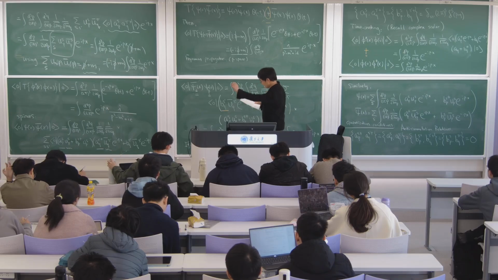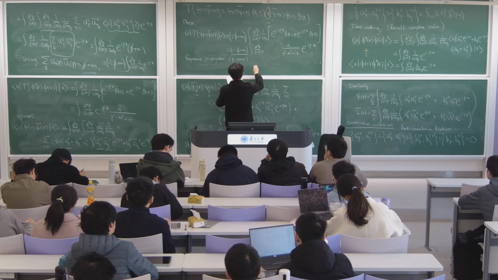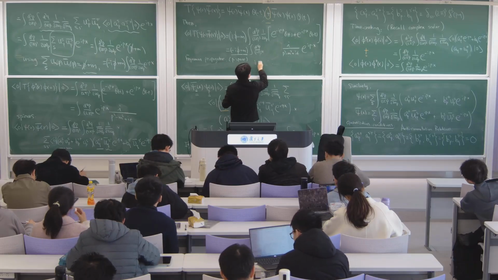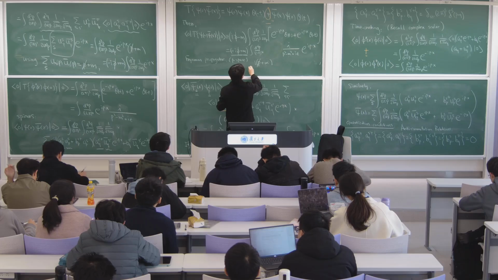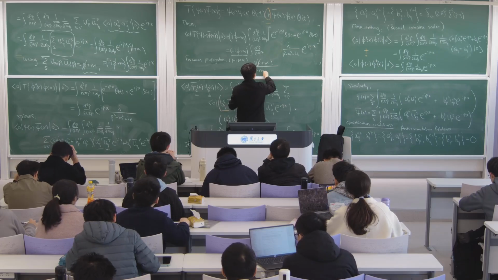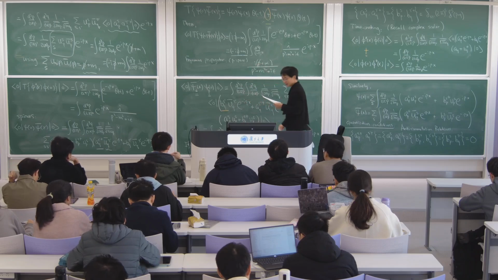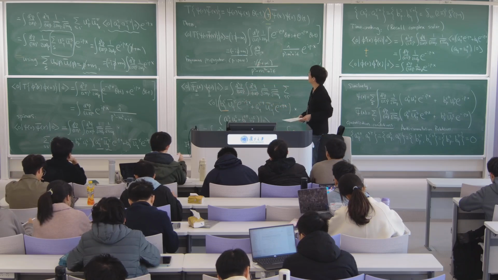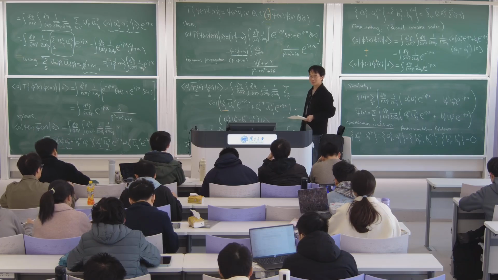Then what you get is i(p-slash plus m) over p squared minus m squared plus i epsilon. So this is the momentum-space Feynman propagator for the Dirac spinor.